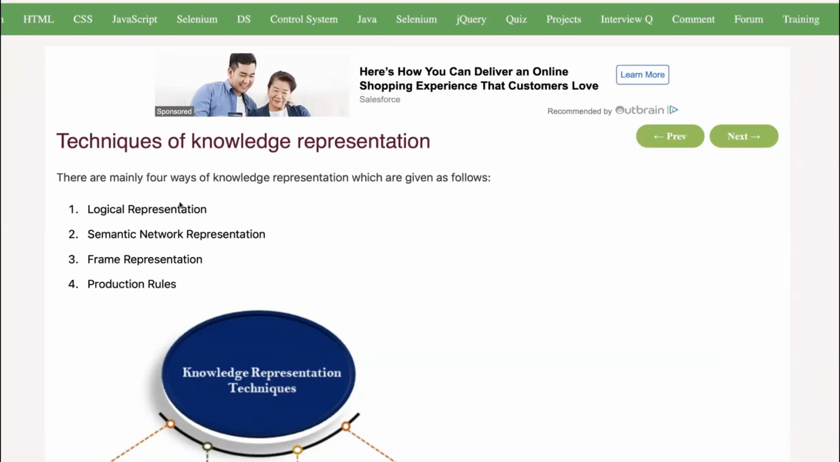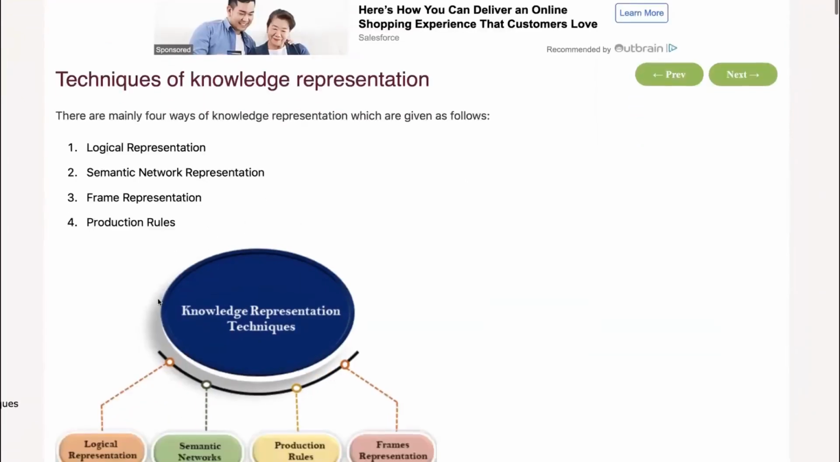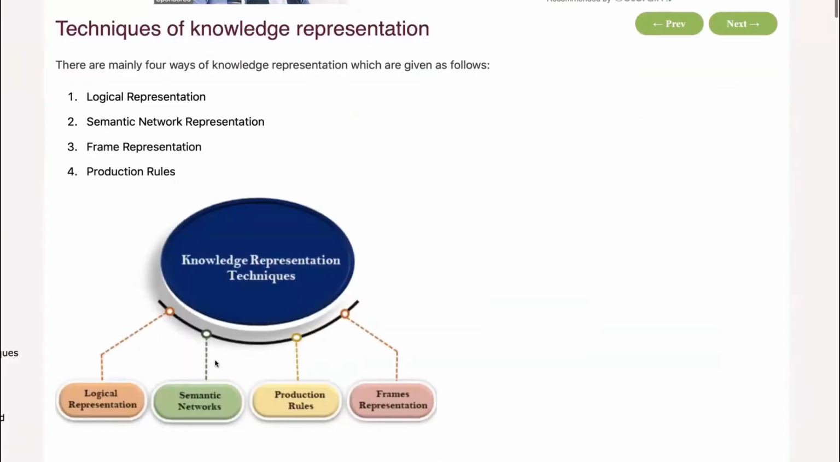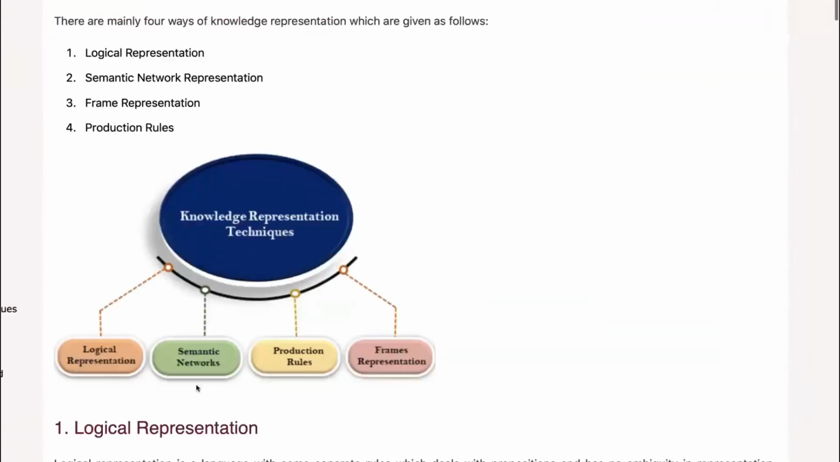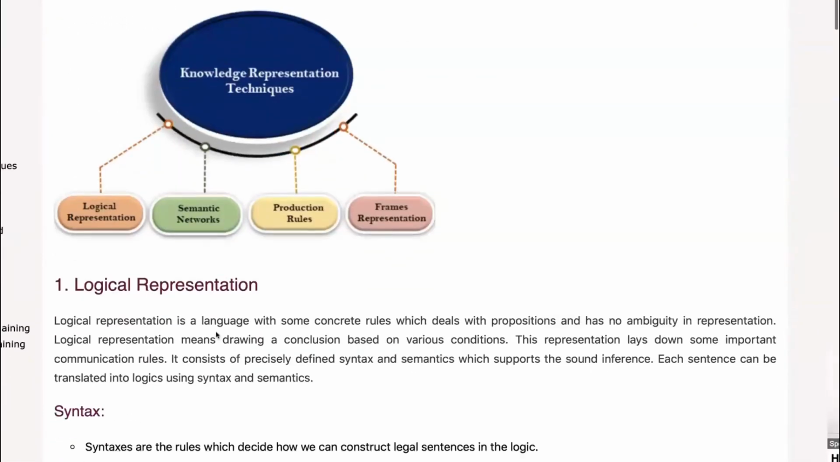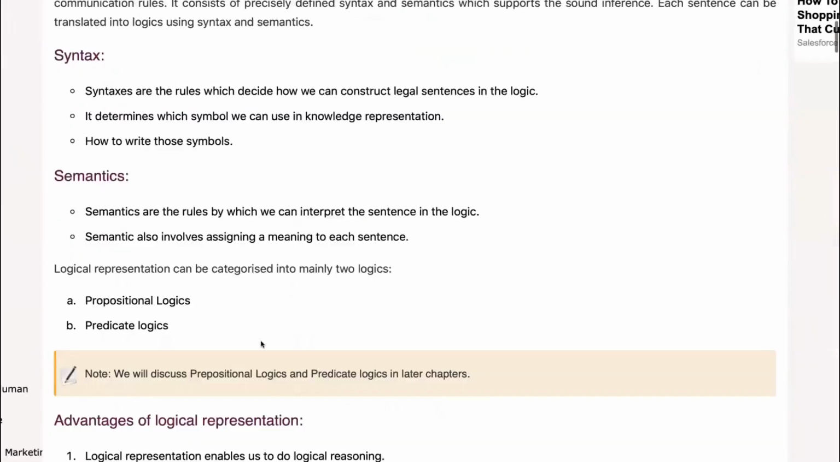But instead of logical representation, in the module it's logic. Semantic network representation, in the presentation it's semantic net. And frame representation, in the module it's frame. Production rules here, but in the presentation, rules. But we're talking of the same thing. So these are the knowledge representation techniques in this diagram, or technologies. Let's try to understand them in general, but we will not discuss in detail.